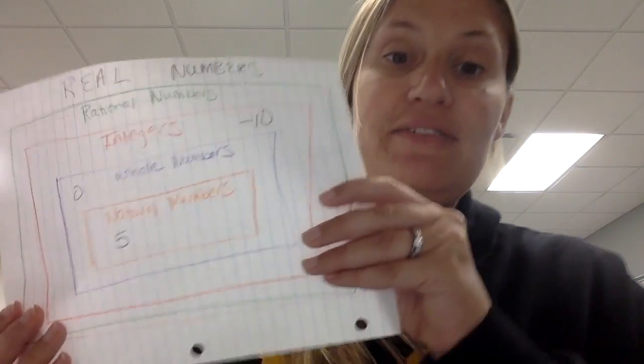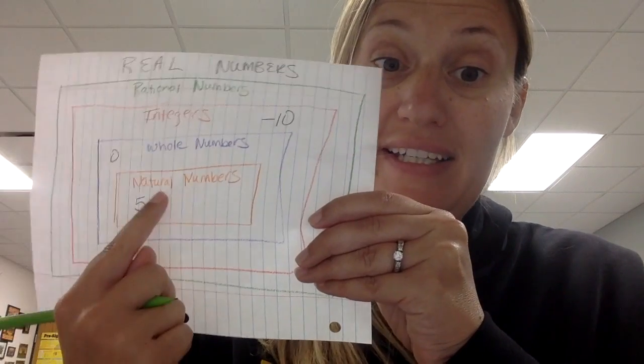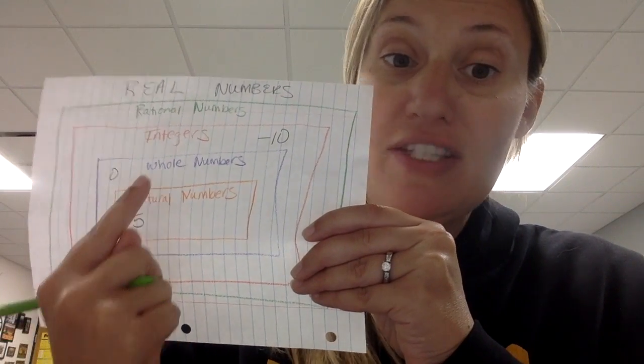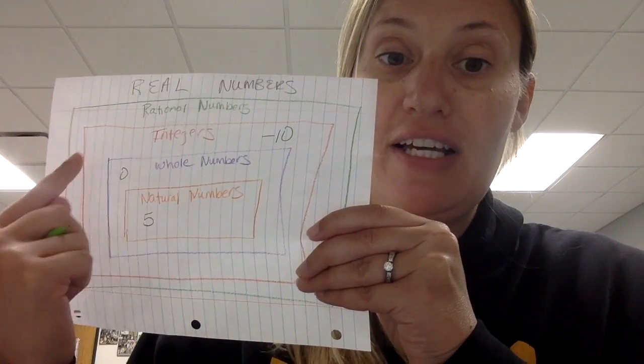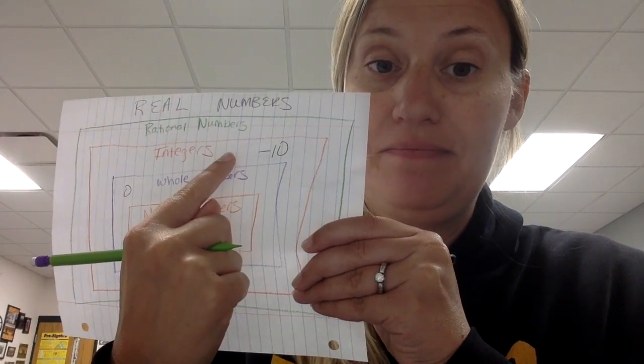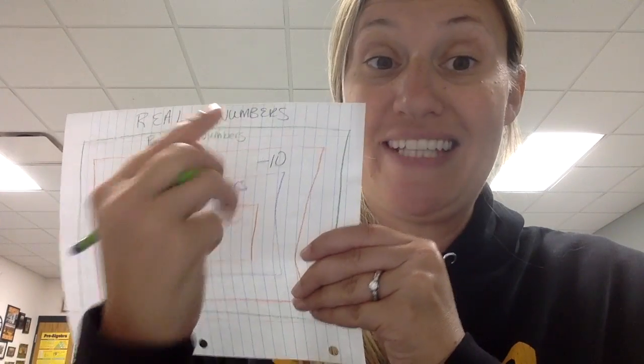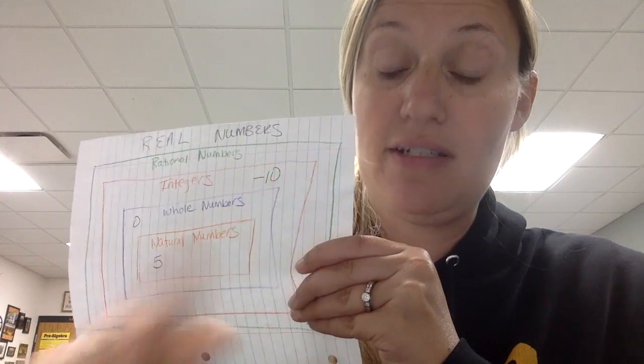Let's pick another number. Let's do -10. -10 is an integer. Okay? Natural numbers do not include negatives. Whole numbers do not include negatives. So -10 is an integer, which means it's rational and real. -10 only fits in 3 number systems.